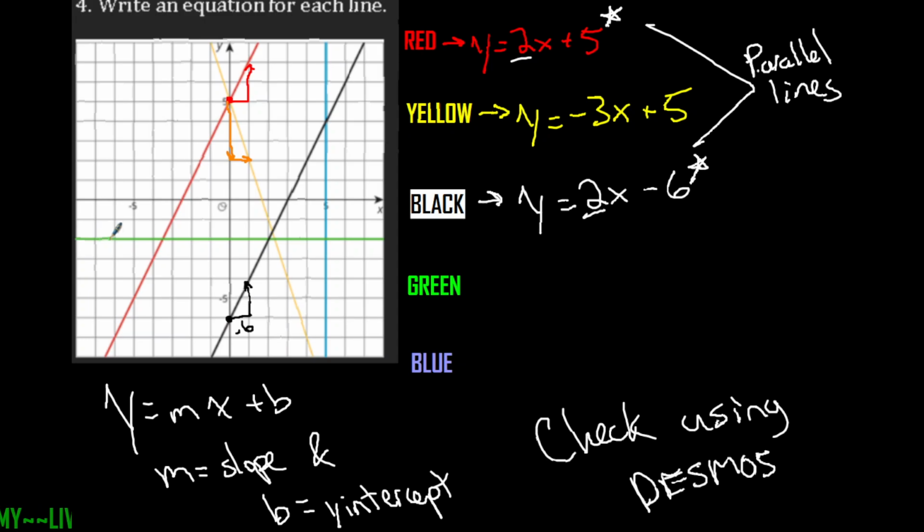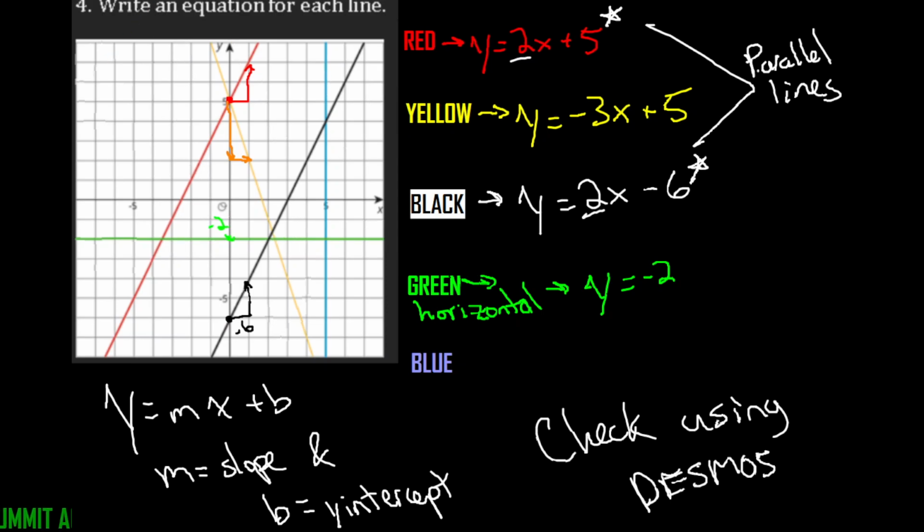All right, so now what about our green line? Our green line is going horizontally, so let me write that down. It's a horizontal line. What that means is we have y equals a number. This goes through the point negative 2, so our equation is y equals negative 2.